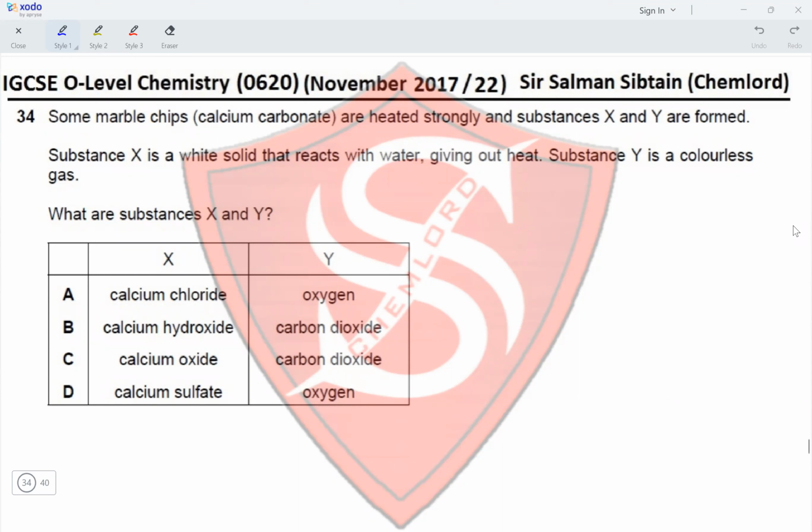Calcium chloride would dissolve in water. Calcium hydroxide would also dissolve in water. Calcium oxide would react with water producing calcium hydroxide, and this would be an exothermic reaction giving off heat, and calcium sulfate will also dissolve in water. And substance Y is a colorless gas, so the colorless gas would be carbon dioxide, because calcium carbonate upon decomposition would produce calcium oxide and carbon dioxide. So this makes option C the correct option for this question.